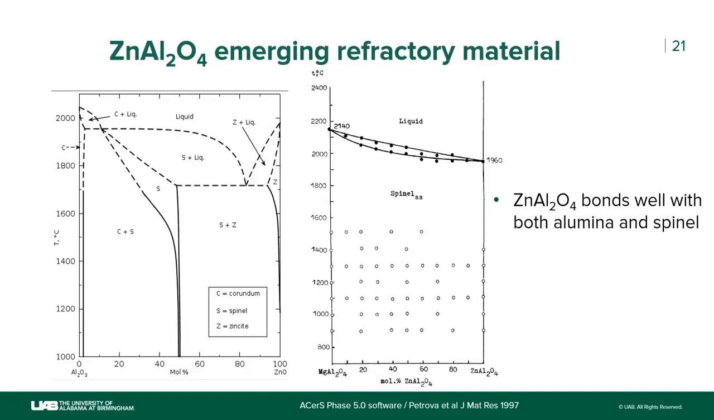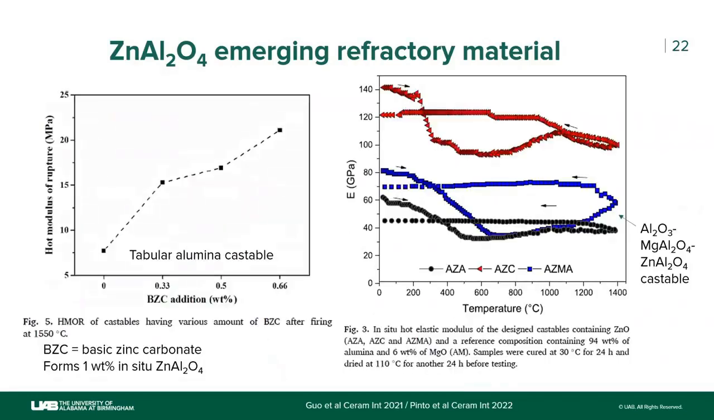So as you know, magnesia-chrome has a complex spinel formation, like iron chromate and magnesium chromate all bonding together. So if you add magnesium aluminate with zinc aluminate, again you get very good bonding. That can give you a very high hot MOR.